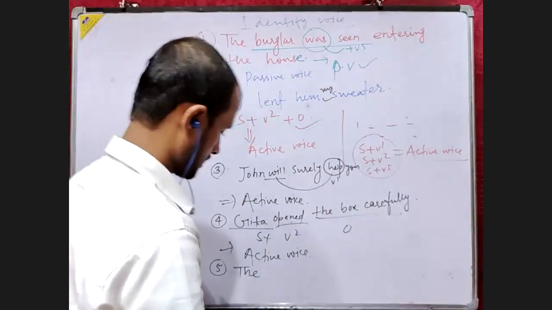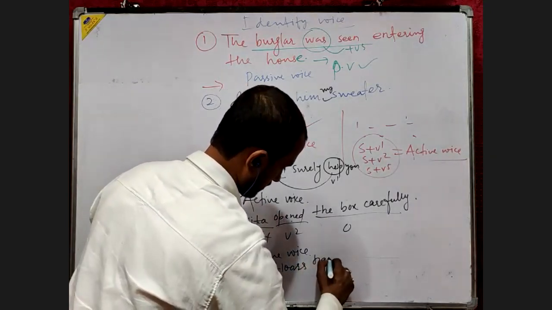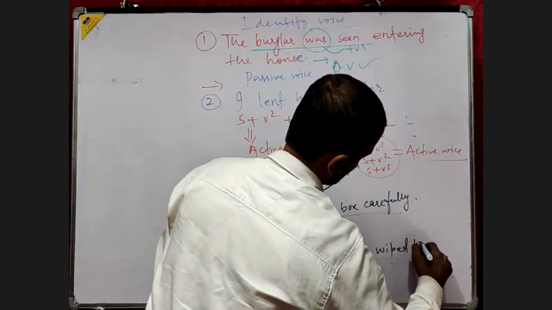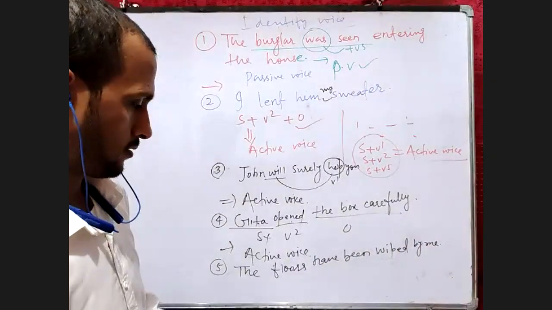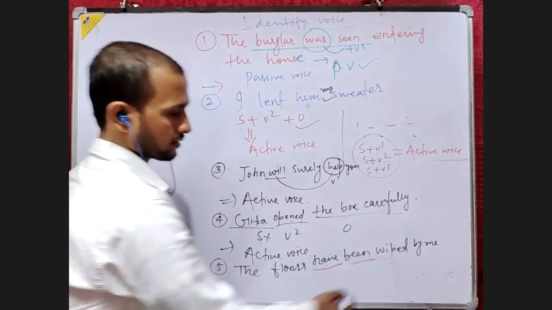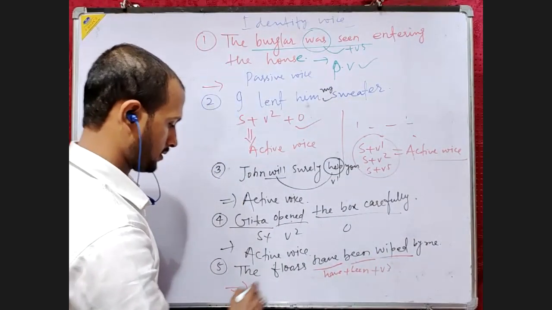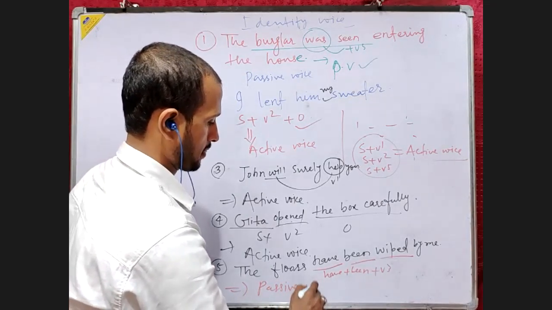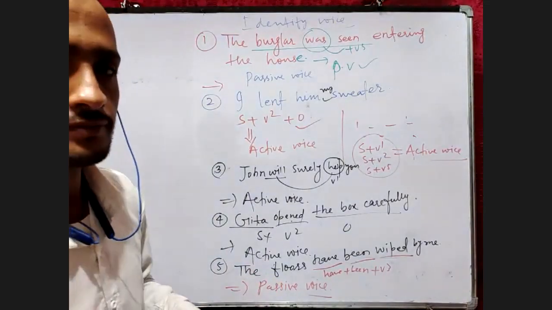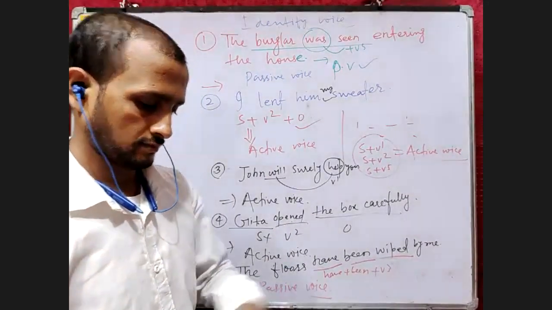Active voice. Question number 5. The floors have been wiped by me. In which voice? After has, have, had comes been, then V3. Have plus been plus wiped, V3. Yes, passive voice. Clear, everyone? I think you understood it very easily. May I erase here? No, I am erasing, okay?